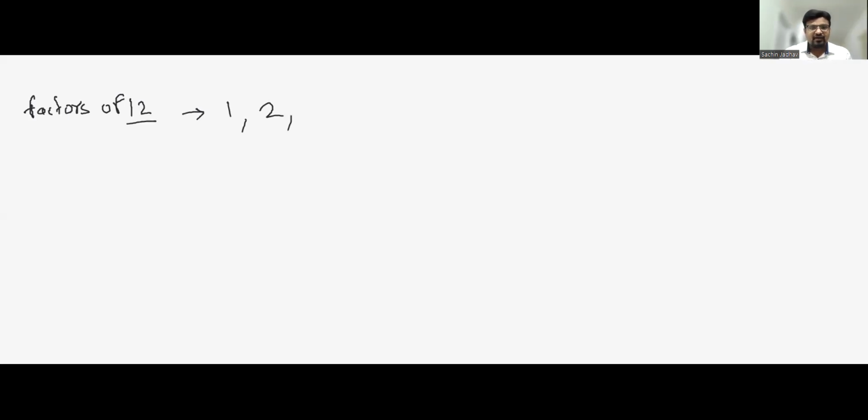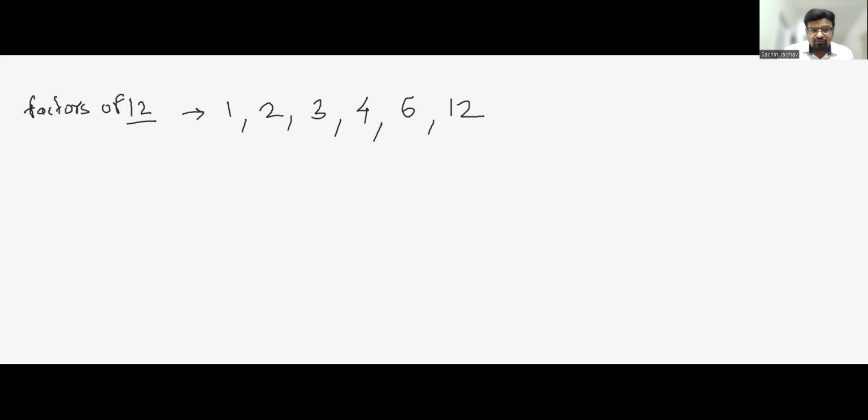Now 1 can divide 12 completely, 2 can divide 12 completely, 3 can divide 12 completely, 4 can also divide 12 completely, but 5 cannot. But 6 can divide 12 completely, and after 6 directly 12 is a factor. So 1, 2, 3, 4, 6 and 12 are the factors of 12.